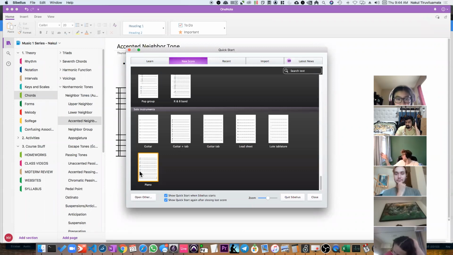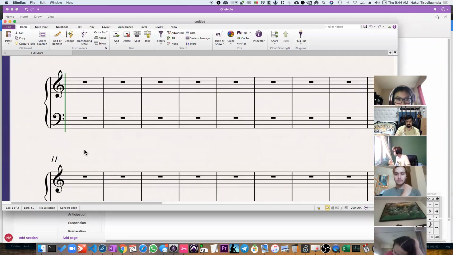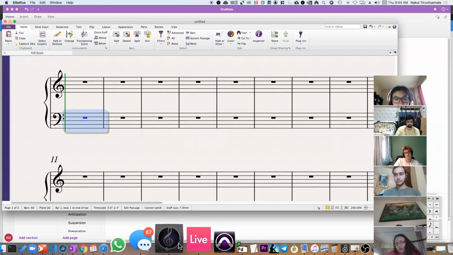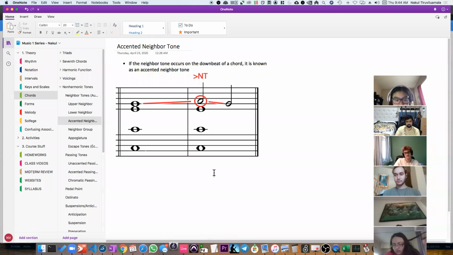What I mean by neighbor tones being consonant and dissonant is the following. It's not registering anything. Excuse me, let me restart the software. I guess I could explain this while the software is starting.